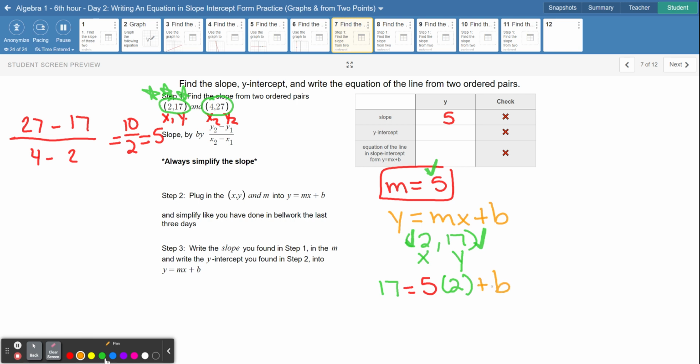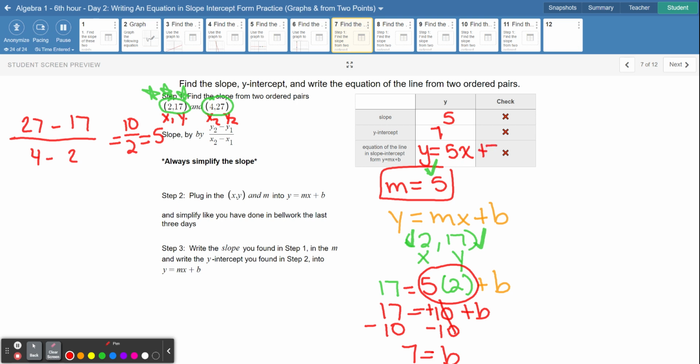Now the last few days, what we've done with these two numbers is multiply them. So 5 times 2 is 10. And now it's a one step. How do I undo adding 10? I minus 10 on both sides. So my b value is 7. Put that all together, y equals our m, which is 5, x plus 7. And then you're going to do that for slide 8 and slide 9. If you need a little bit more practice, I'm going to go over slide 10.